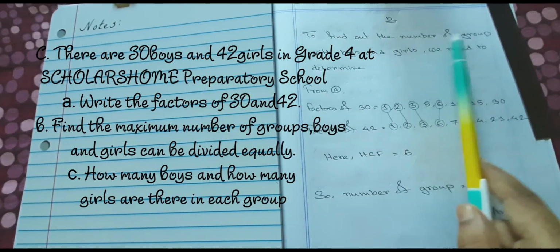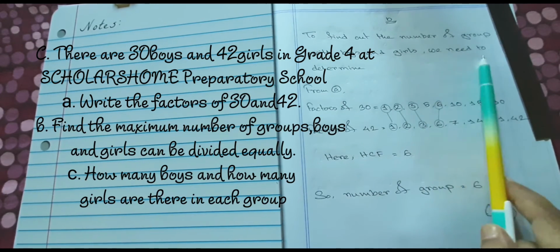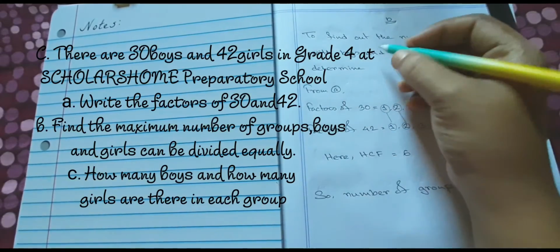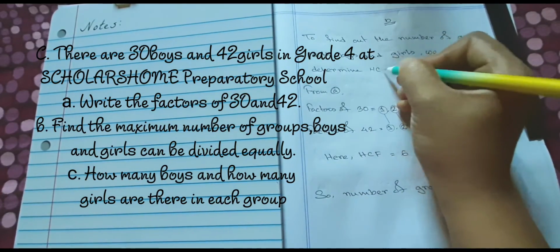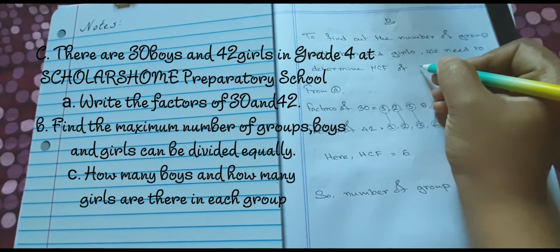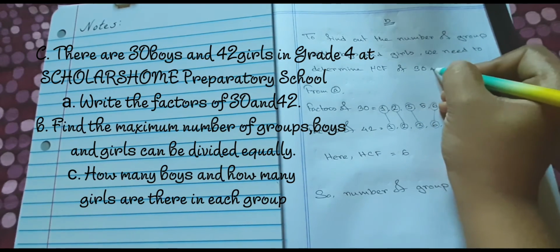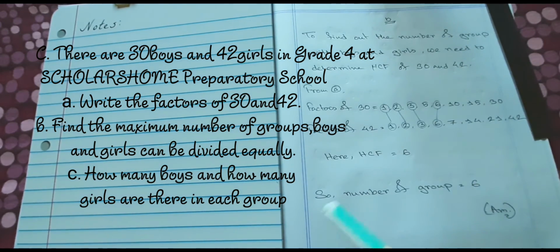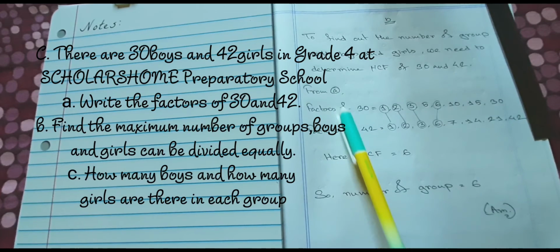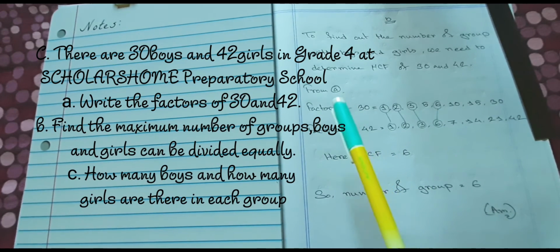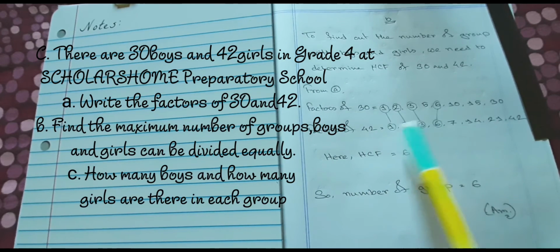So to find out the number of groups with boys and girls, we need to determine the HCF of these two. Sometimes I forget to write it. And from part A, we have already found the factors, so we are just going to use them. Factors of 30, this, factors of 42, this.